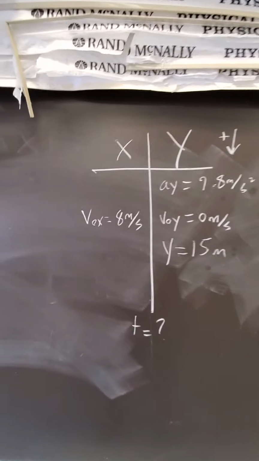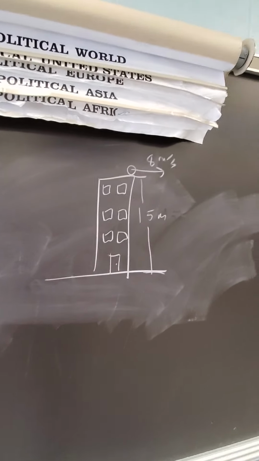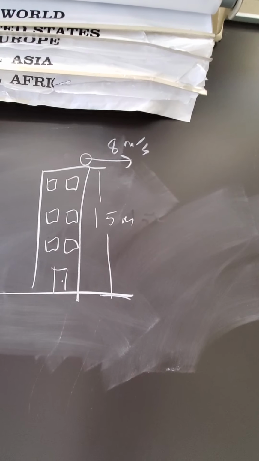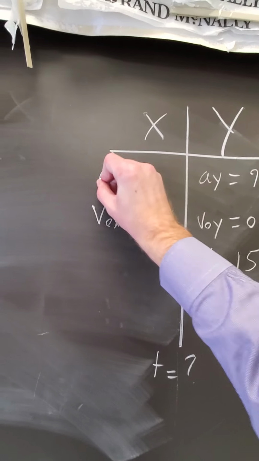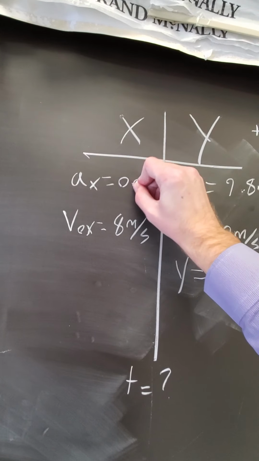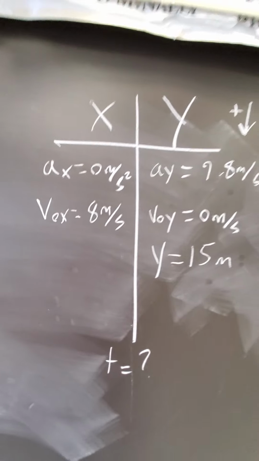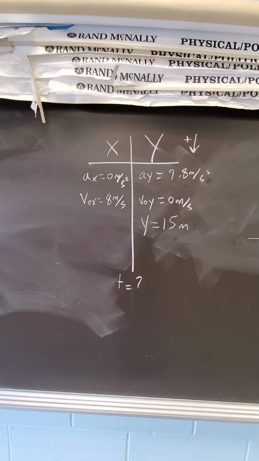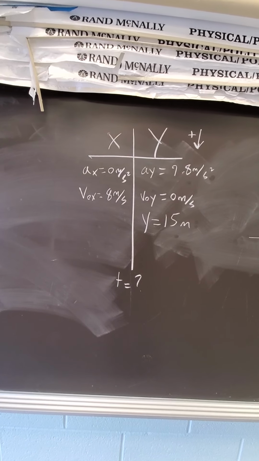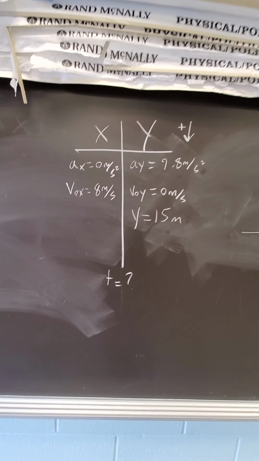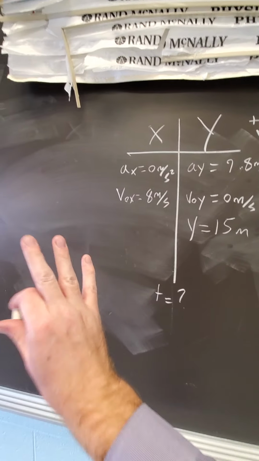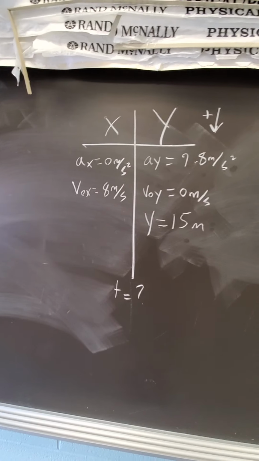The other hidden given is, because I have not attached rocket boosters to this ball after it's been launched at 8 meters per second, ax is 0 meters per second squared. So I've got my hidden givens, okay? I've got my normal information. And from here, guys, we're going to be using either one side or the other side to find time so that we can solve for what we're looking for.